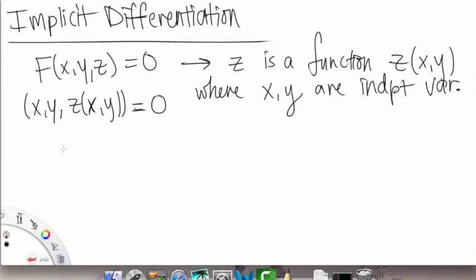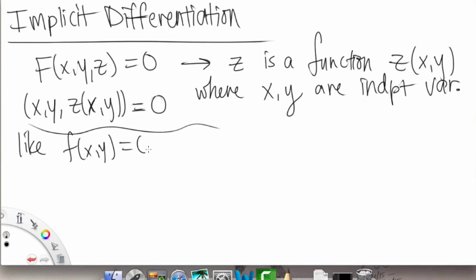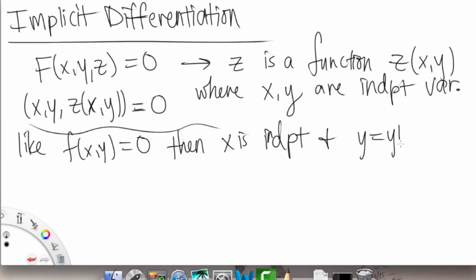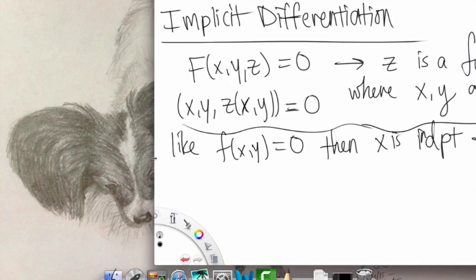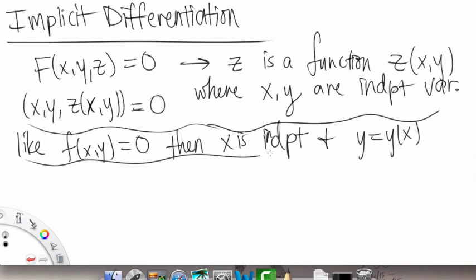Anyways, this is just a little side note. This is kind of like when we had something like f of x, y. When our multivariable function of 2 variables is equal to 0, then x is independent, and our y is a function of x, because it has to adjust, right? But anyway, that was just a little side note there in the middle. Now we'll just move on.